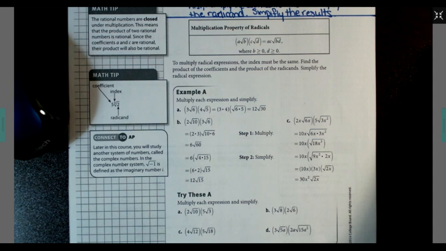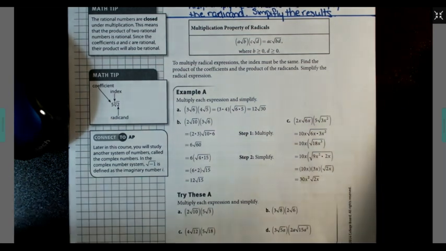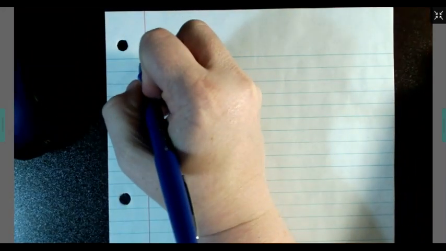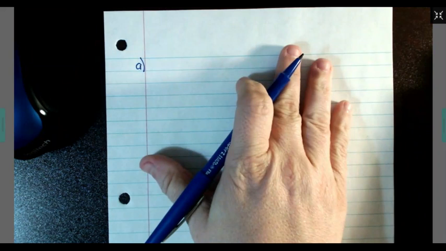Simplify the radical expression. They've worked a couple of examples for you. We're going to dive in and work a few of our own. So we're going to try these A through D. I'm going to pull out my other sheet of paper. You know I got to have some space to write. So let's go ahead and get started.